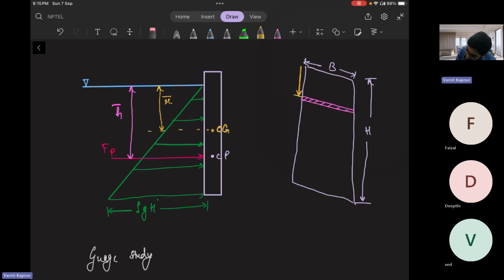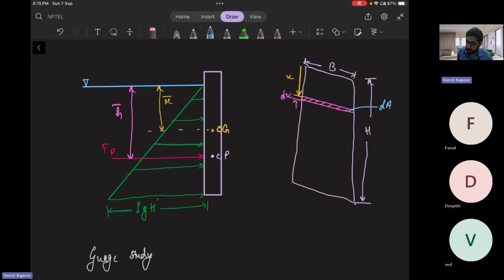Till here, and the width of this elemental area is dx, and the area is dA. Okay, dA is the area of this.